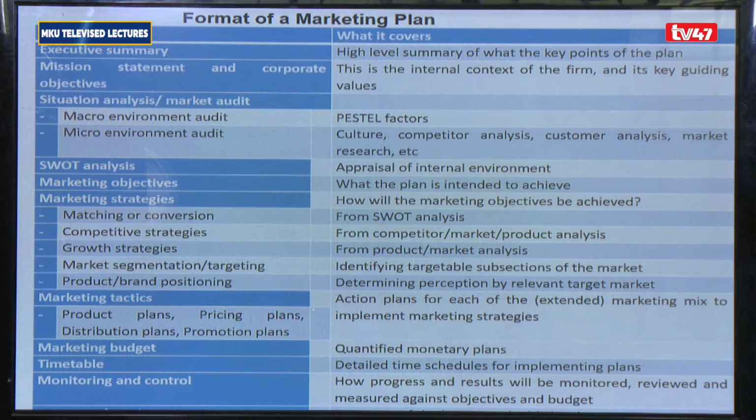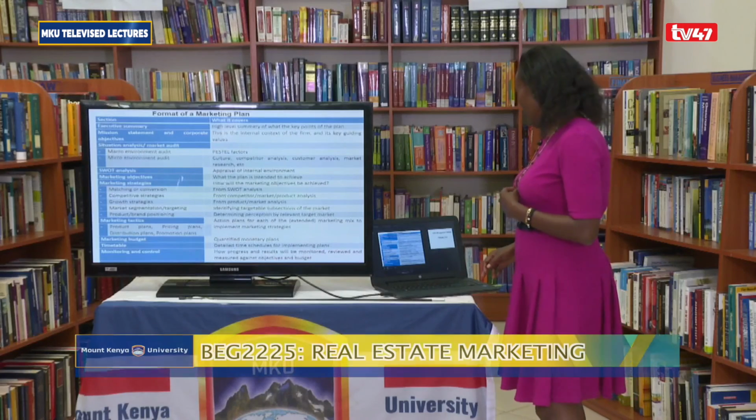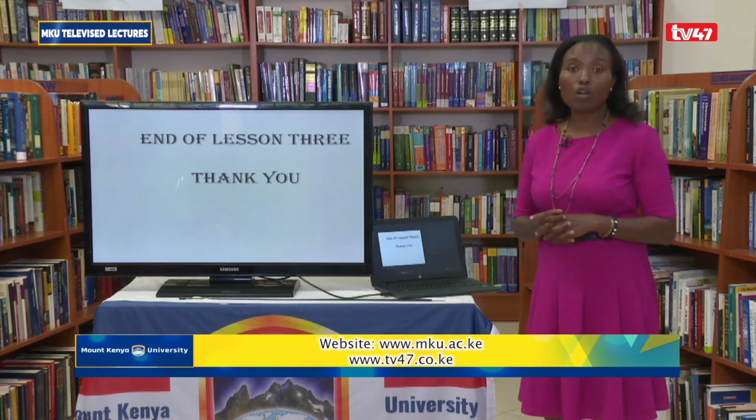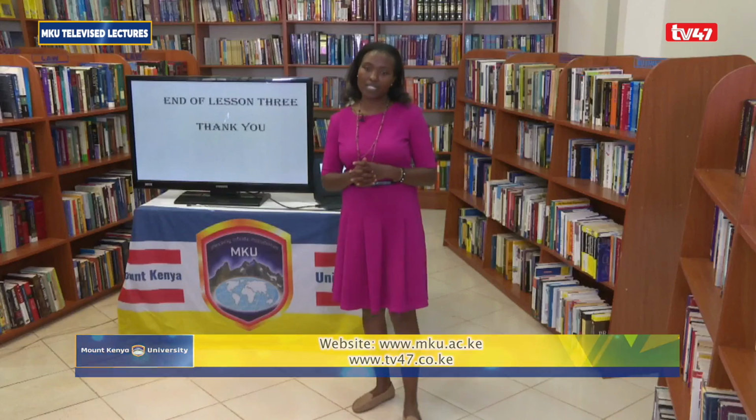Those are the marketing strategies, and you can have different strategies. You can have matching or conversion, competitive strategies, growth strategies, market segmentation or targeting, product or brand positioning. And whatever it covers is all here in your notes. Then we have marketing tactics: product plans, pricing plans, distribution plans, promotion plans. And what they all cover is all in these notes. And then we have the monitoring and control, or monitoring and evaluation. And that marks the end of our lesson on the marketing planning process.